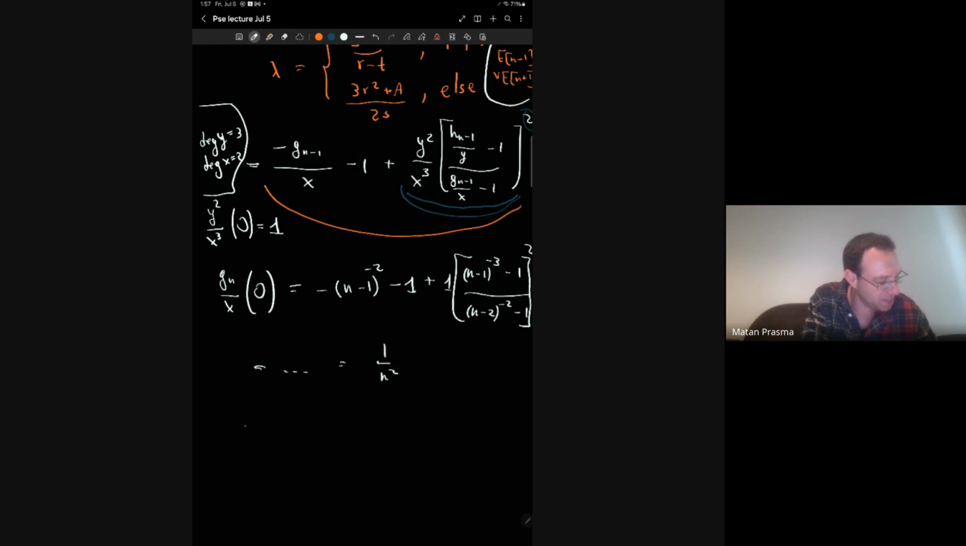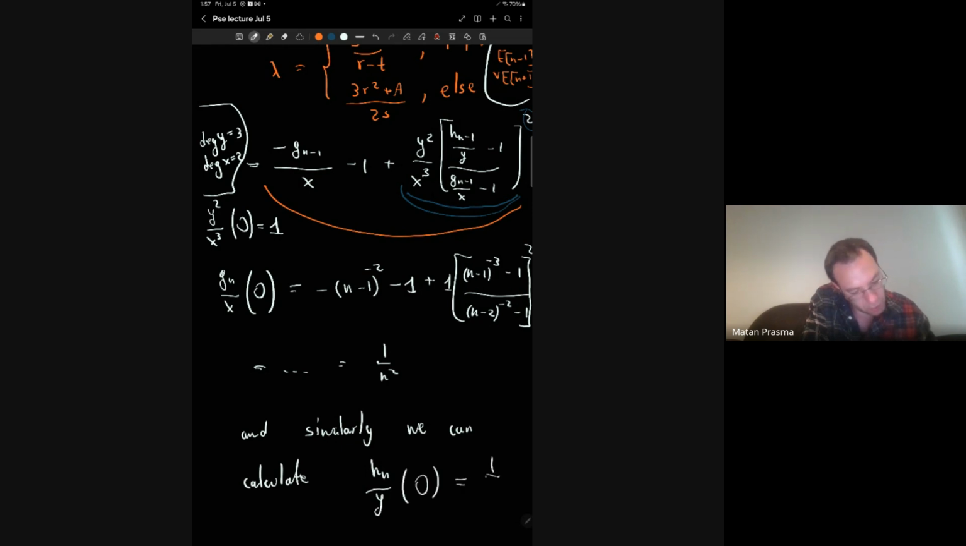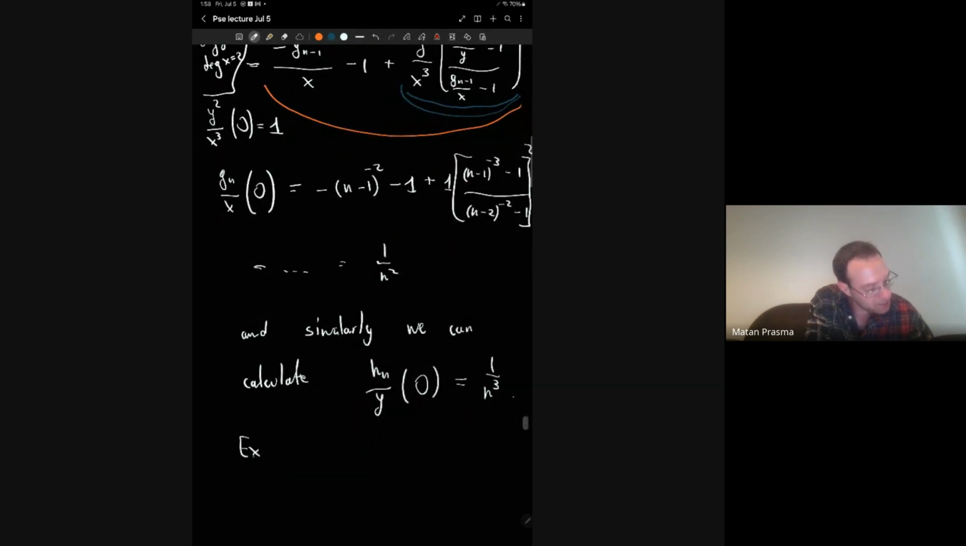And similarly, we can calculate Hn divided by y at O to be 1 over n cubed. So this, if you want, you can take it as an exercise. Okay, we are not done yet, but maybe it's good to take a break here and come back to the rest of the proof.